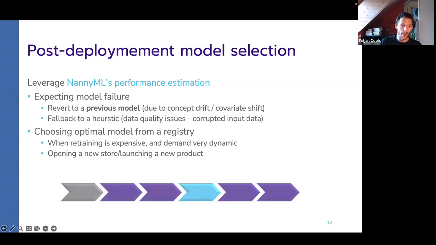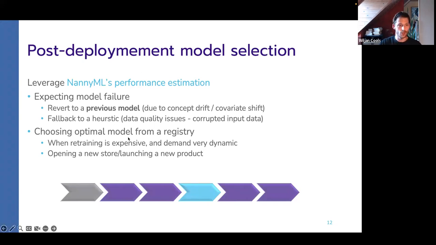Or you might also fall back to a heuristic, because if there is a data quality issue, your model input might actually be corrupted, and falling back to a previous model doesn't make any sense either, because the actual data that goes into it is not properly formatted or not reliable.